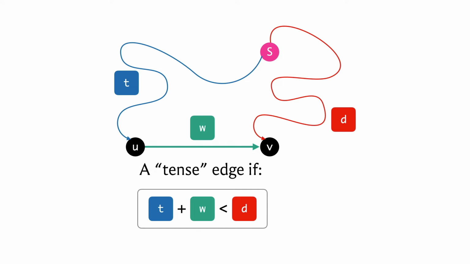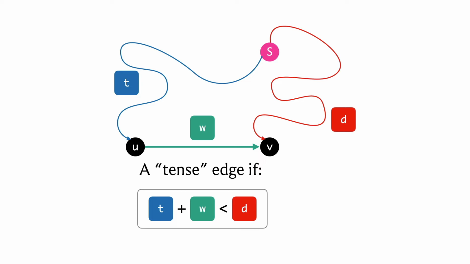So let's consider what happens if t is infinite. Well, that just means that we have no idea about how to get to the vertex u. So if we don't know how to get to u, then we are not going to be able to leverage the edge from u to v to find a shorter path to v via u.